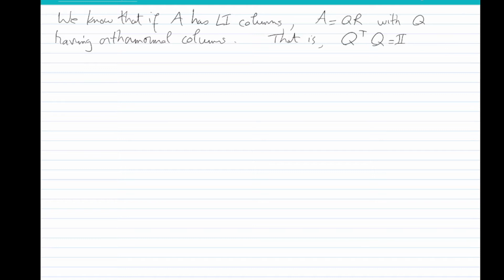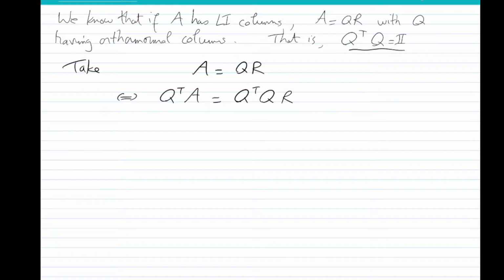So take the equation A equals QR. And now multiply this equation on both sides by Q transpose. This is equivalent. I can do what I want, provided I do it to both sides. Q transpose QR. But from what we just remarked, Q transpose times Q is equal to identity. So that means this is equivalent to Q transpose A equals R. Okay. So once you have Q, you transpose it, you multiply it by A, and you get your matrix R.